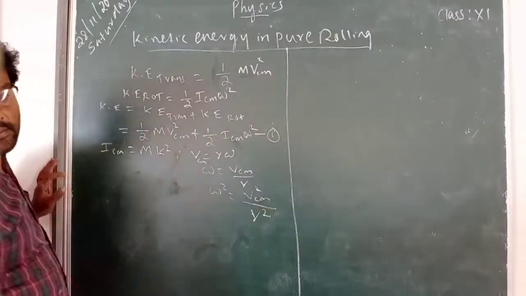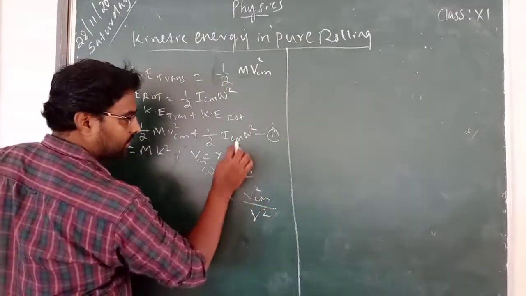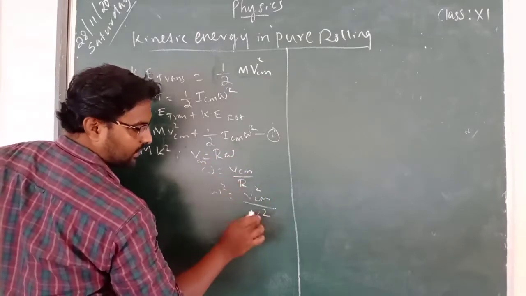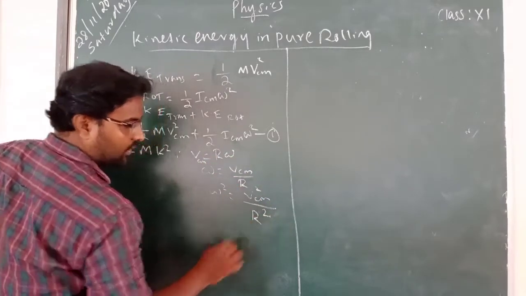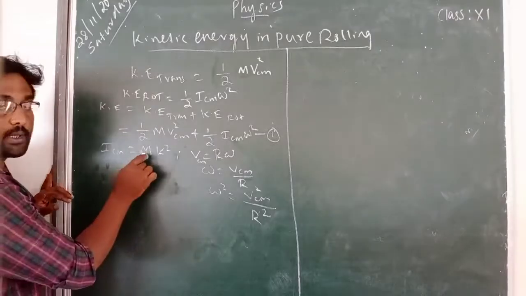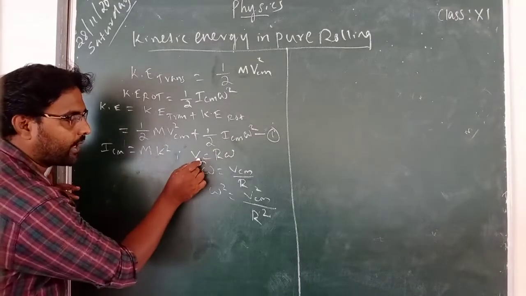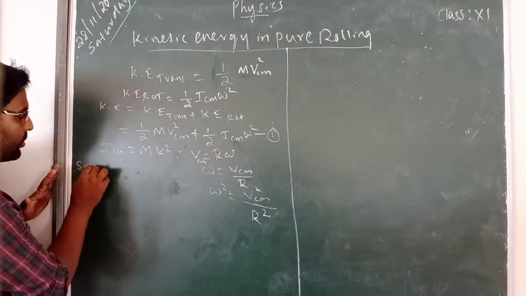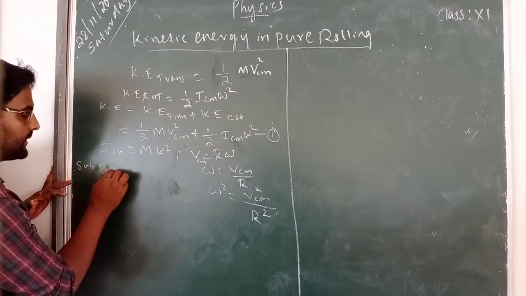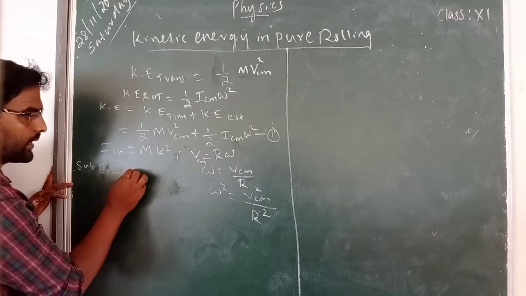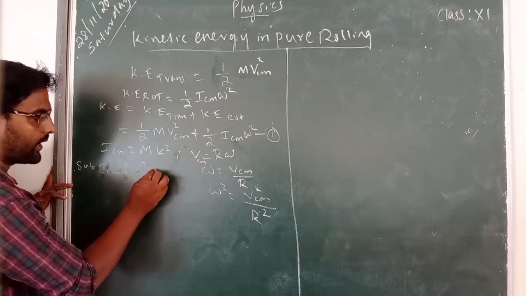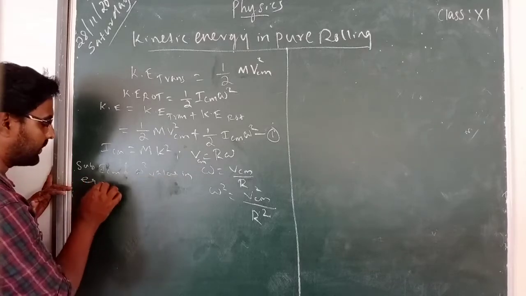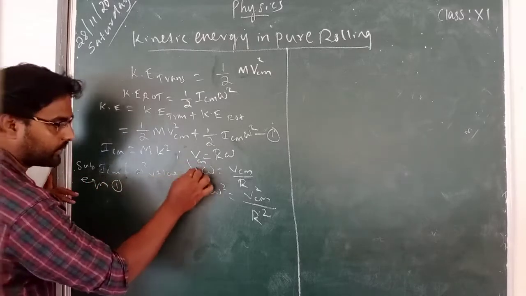Capital R you can use, textbook capital R only. So R square. Now substitute this I value and the omega value in equation 1. Substitute I CM and the omega square value in equation 1.